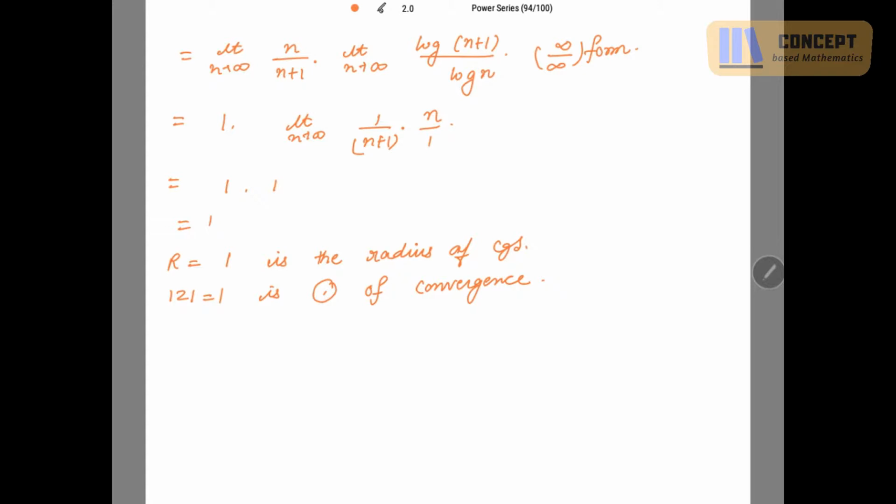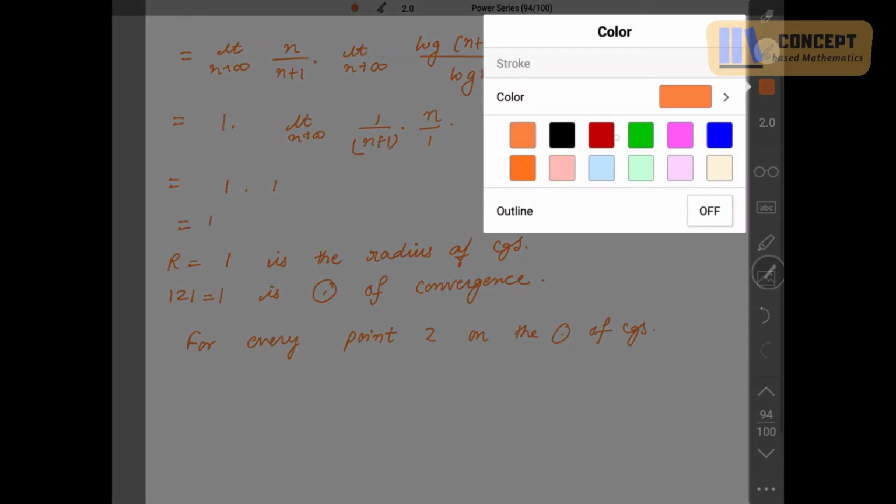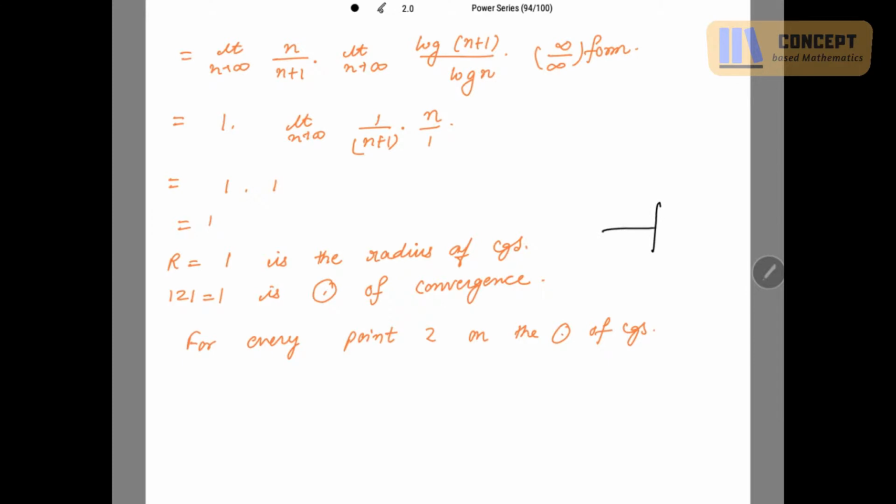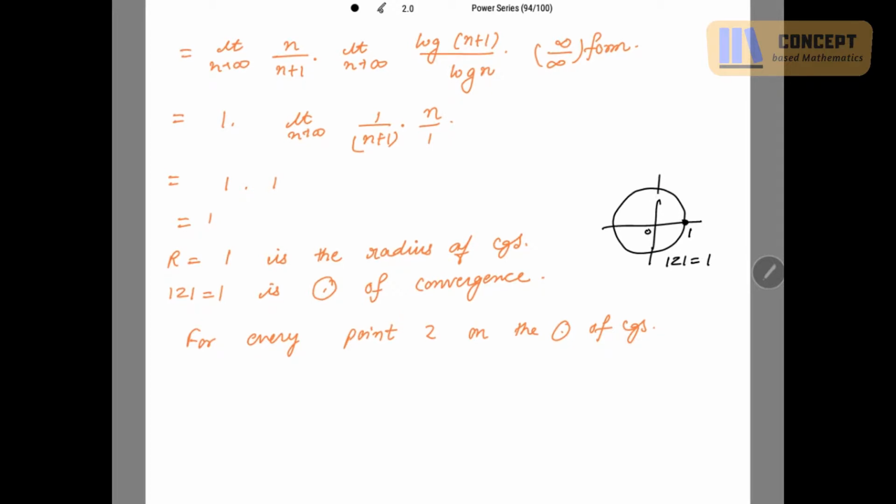So for every point z on the circle of convergence, let's check whether the power series is convergent or not. What does your circle of convergence look like? This is the origin, this is 1, as the radius is 1, so the circle of convergence is mod z equal to 1. This is your x-axis, this is your y-axis.